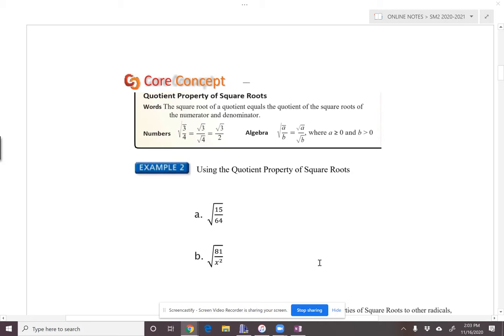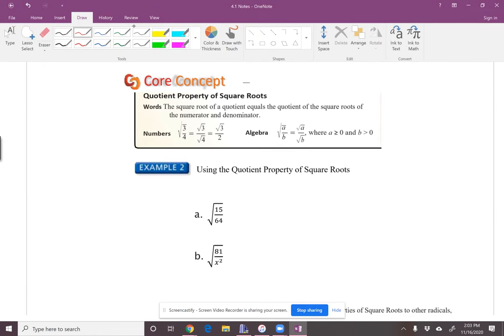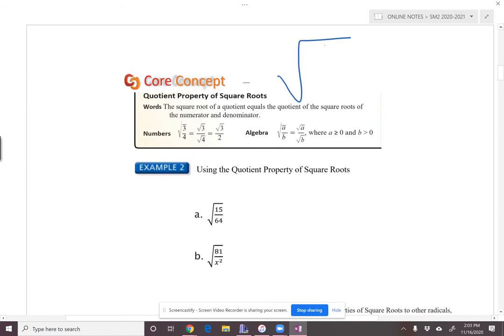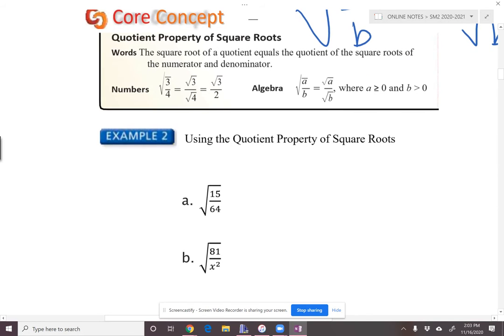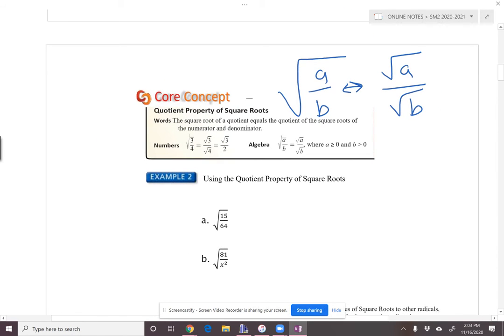And the main concept is if you have a root with some sort of fraction in it, we can separate the root into a top and a bottom root and then treat them individually, because we don't really like fractions. And the nice thing is the other way works too. We can put them together or take them apart as long as the root is the same size.